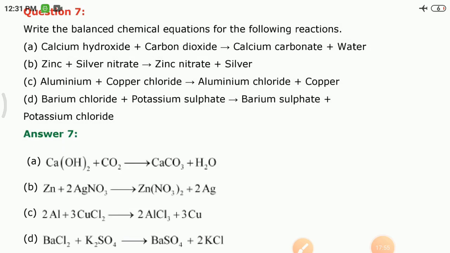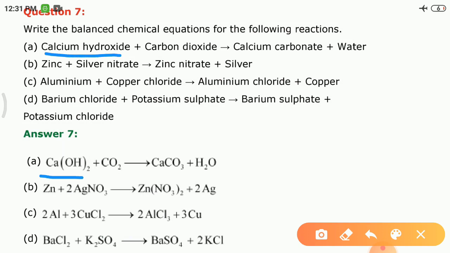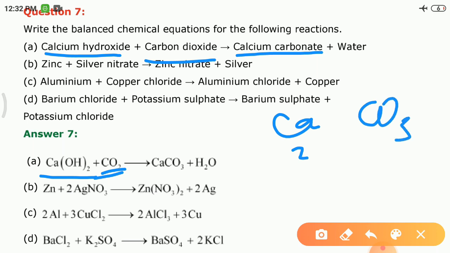Question number 7 is, write the balanced chemical equation for the following reactions. A, calcium hydroxide plus carbon dioxide gives calcium carbonate plus water. First of all, we should know the formulas. Calcium hydroxide, its formula is Ca(OH)2. Then carbon dioxide, its formula is CO2. After the reaction, they will give calcium carbonate. Calcium is Ca, valency is 2, carbonate is CO3, 2 minus ion, so valency is 2.